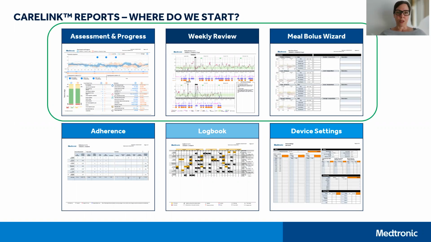These are the three reports you would use when assessing CGM and Auto Mode data: the assessment and progress, the weekly review, and the meal bolus wizard report.